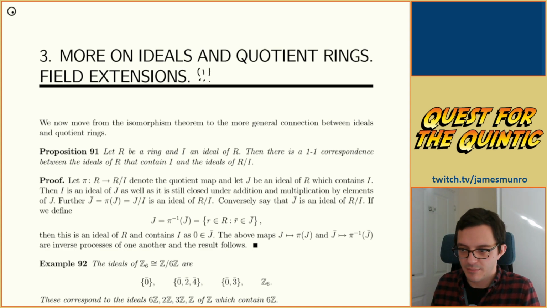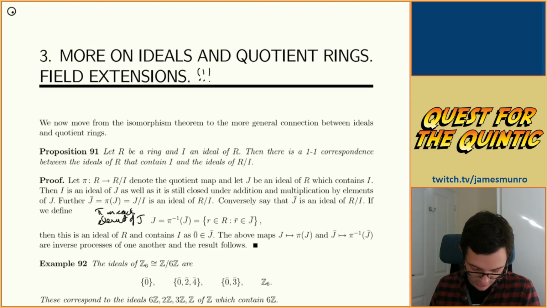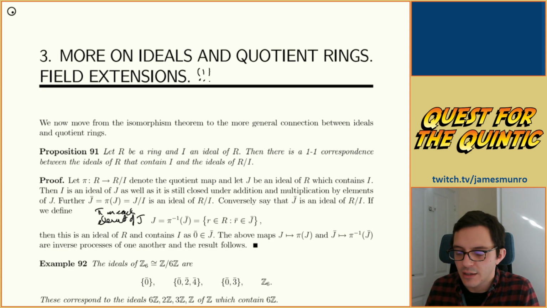Pi of J, so take the quotient map. Oh, right, okay, just use the quotient map. J bar is the pi of J. So this is a little bit awkward. This is taking pi applied to each element of J to get J quotient I. And that's an ideal. Is it? No, I'm confused.